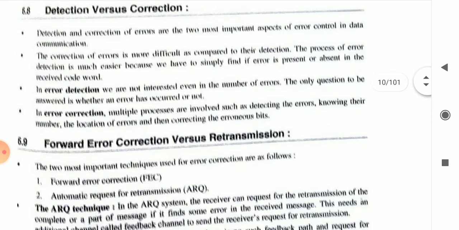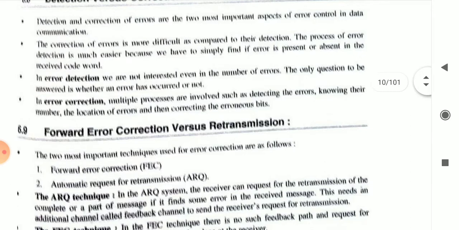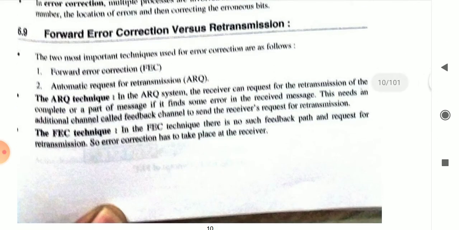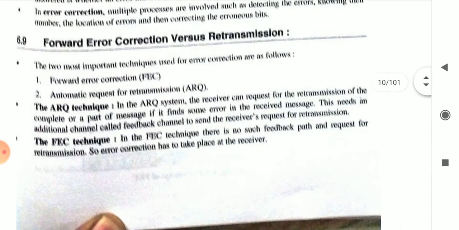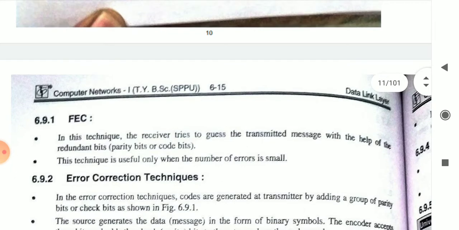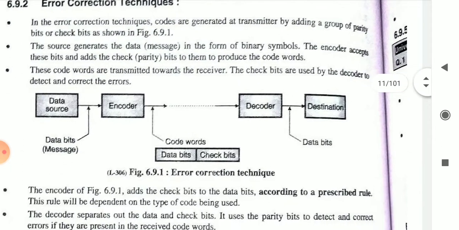Afterward, detection versus correction. We saw in the previous lecture that detection and correction of errors are the two most important aspects of error control in data communications. The correction of error is more difficult as compared to detection. Forward error correction versus retransmission was also seen: forward error correction, FEC, and automatic repeat request, for retransmission.